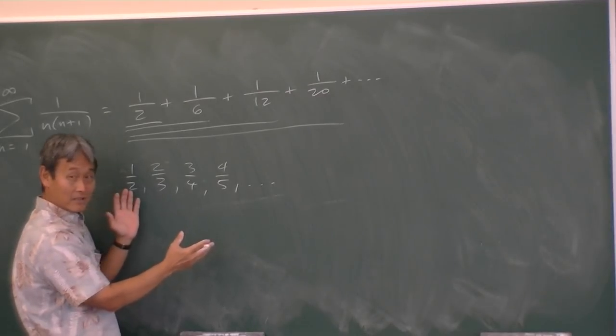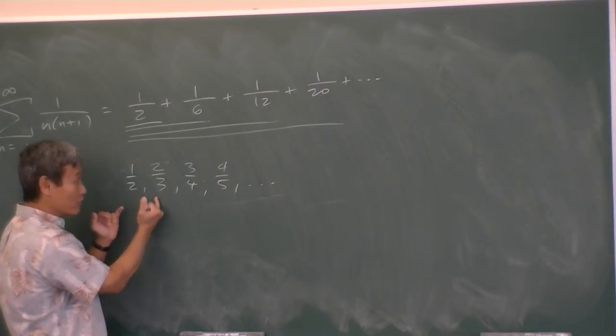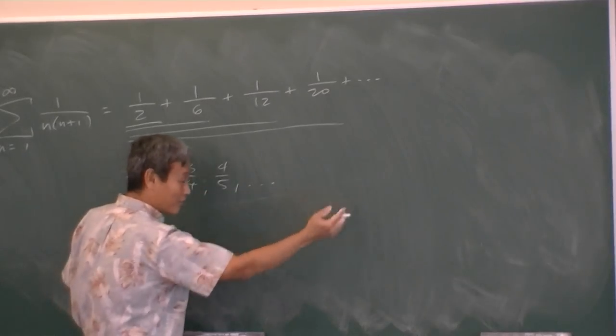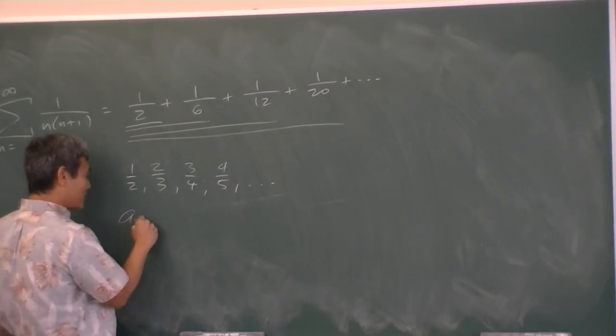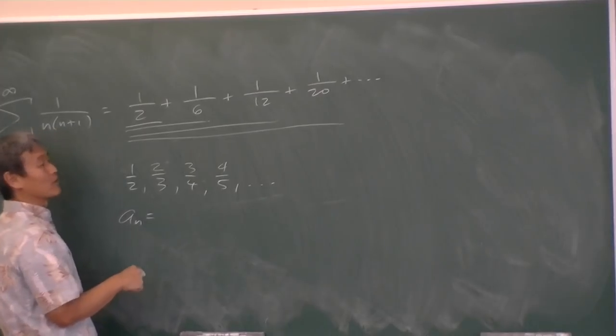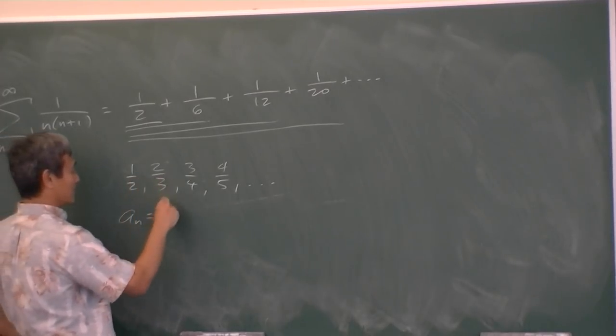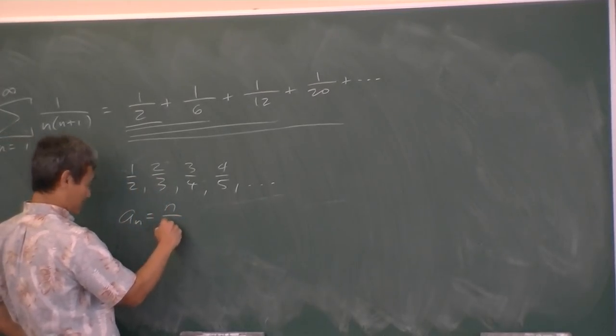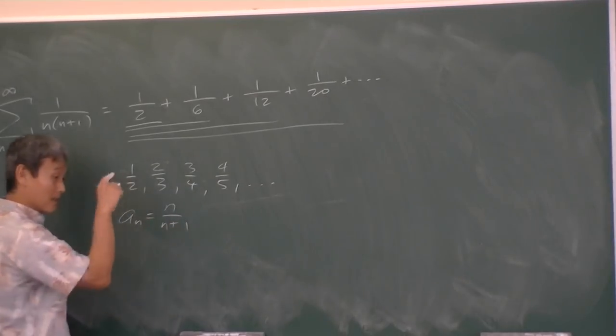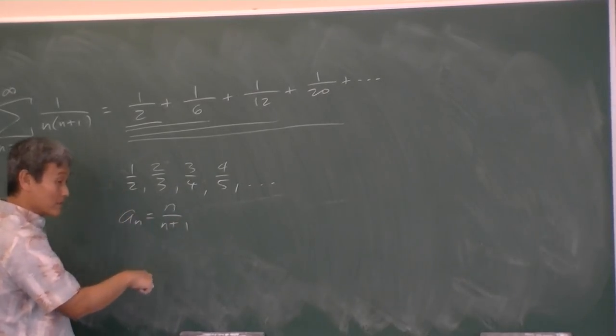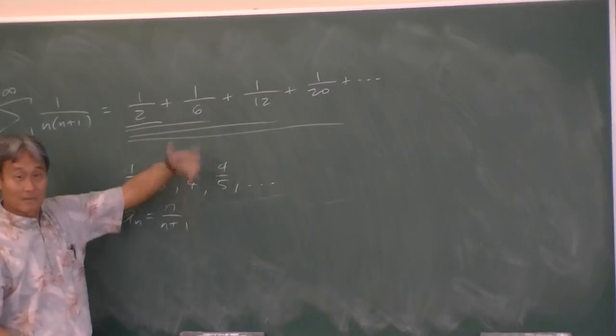You guys understand that? This is the sum of the first term, the first two, the first three, the first four, the first five, and so forth. Can we write an explicit formula for this sequence? Yes, we're really good at explicit formulas. Very good. The limit of this sequence is the answer, the sum of the infinite series.